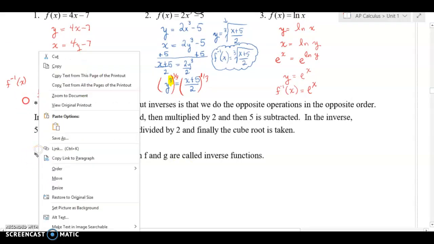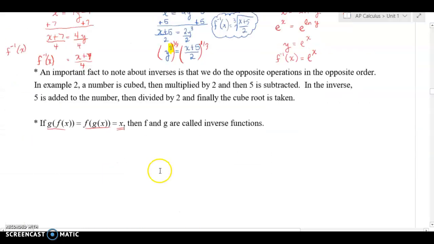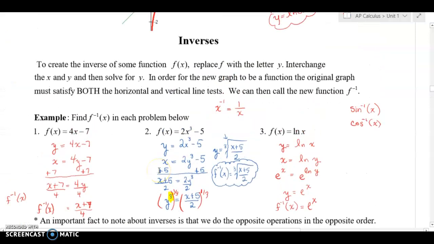All right, here's another point, is that if you compose the two functions and you get x, and you compose it in two different ways and you get x, then those are called inverse functions. Okay. All right, that's all for this lesson.